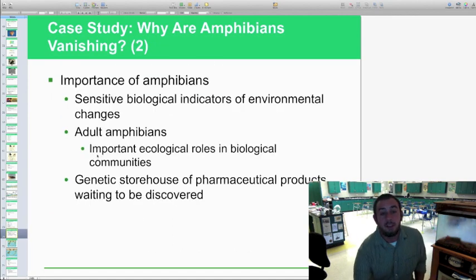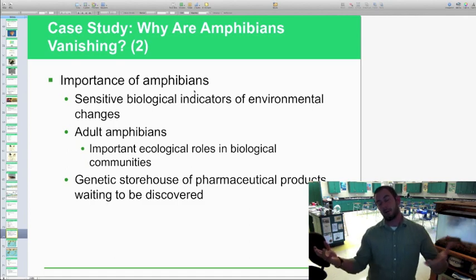All right, importance of amphibians. They are very sensitive biological indicators, which makes them very valuable to us. The adult amphibians do play a vital role in the ecosystem and communities, and they are very genetic. They have a lot of genetic storehouses for pharmaceutical products waiting to be discovered. For instance, other scientific things.